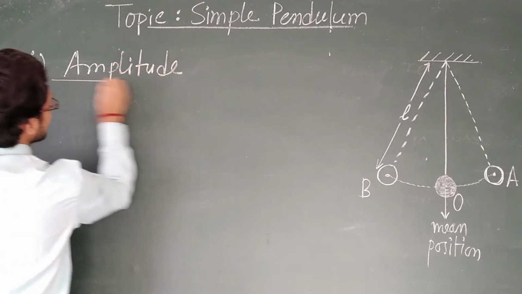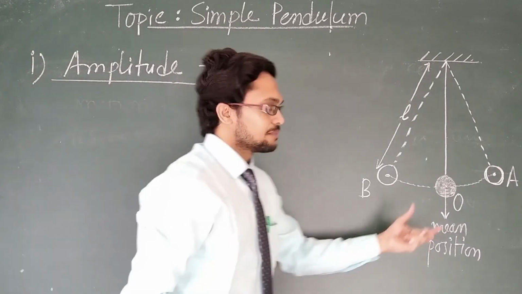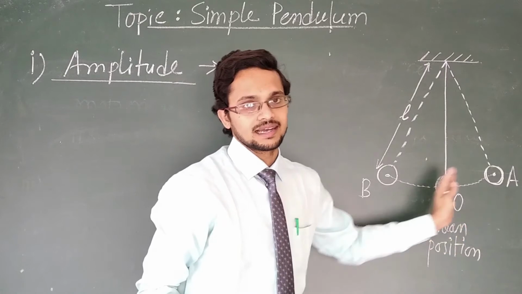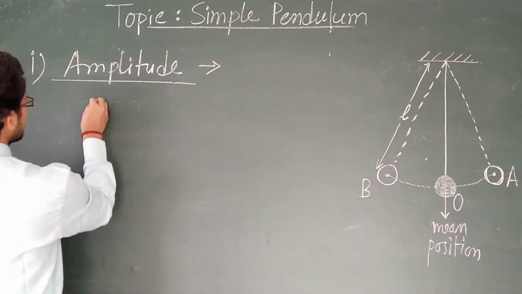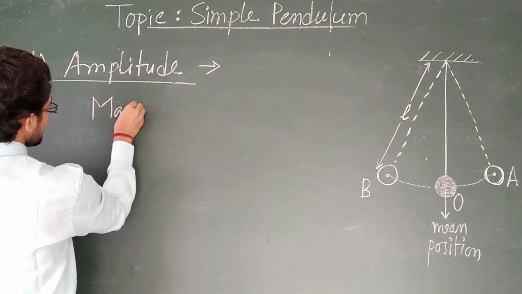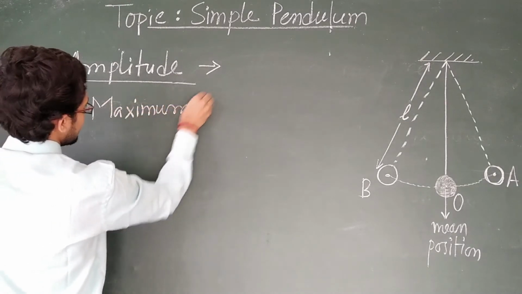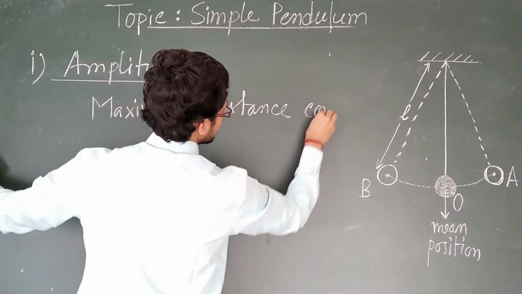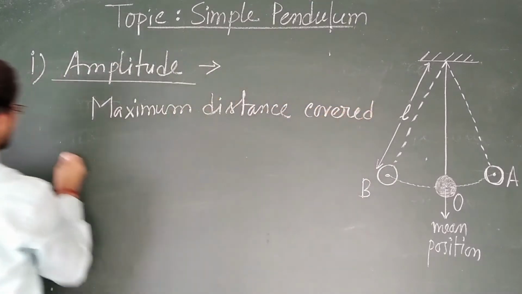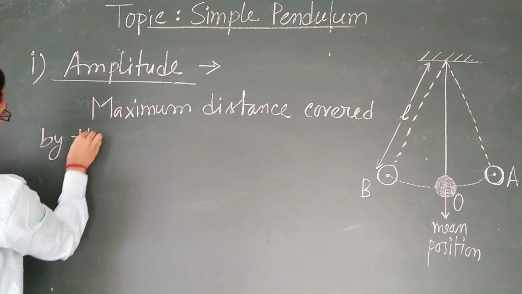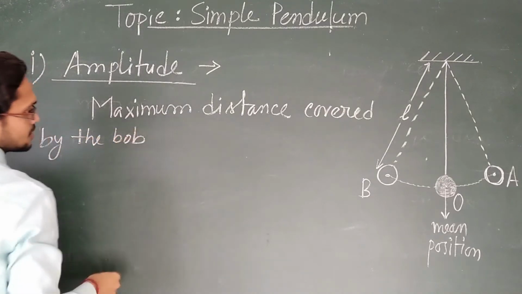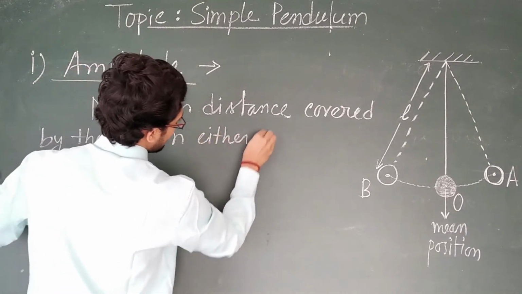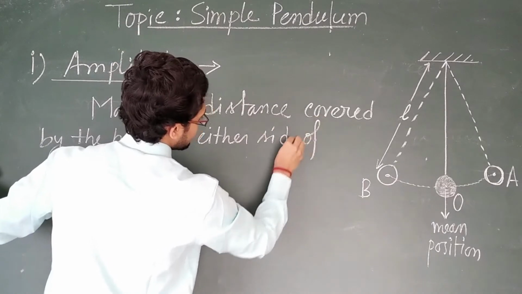Amplitude means the maximum distance from the mean position on either side. It is the maximum distance covered by the bob on either side of the mean position.